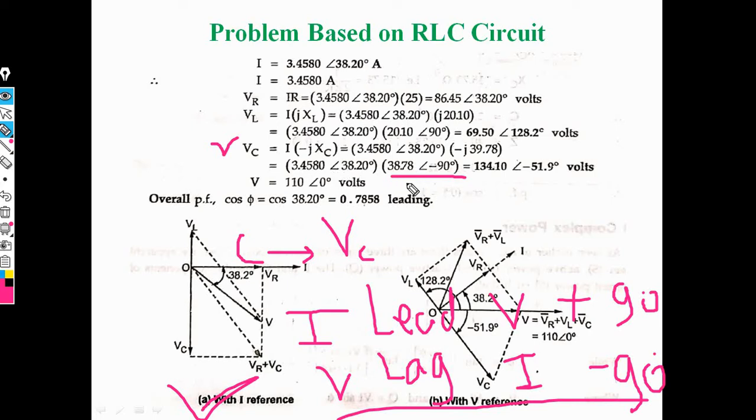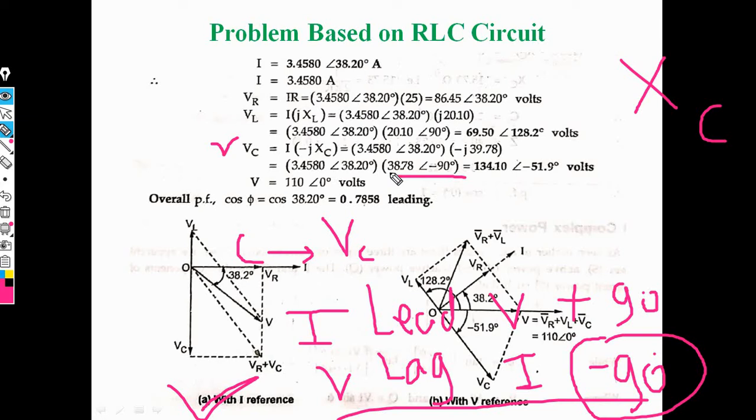Then 39.78 less than minus 90. That is, we are taking minus 90 because in capacitance the current I leads the voltage by 90 degree, but voltage lags the current by minus 90. Then here we have to obtain voltage drop across capacitor, that is VC. Then we are taking polar to polar multiplication. Okay, then we have obtained 134.10 less than minus 51.90.